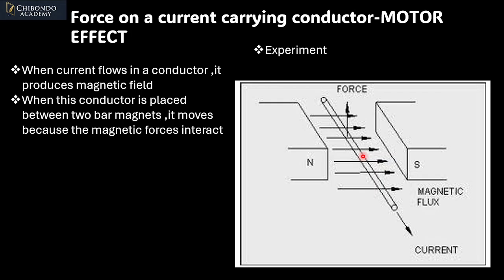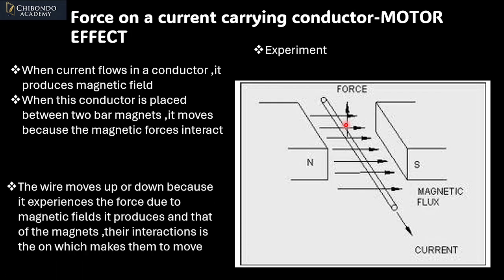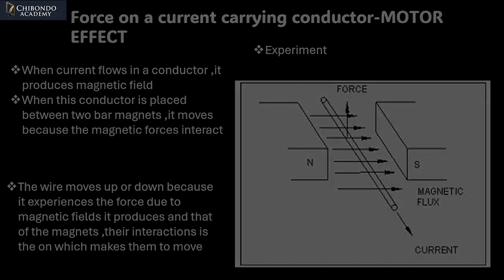So you simply place a conductor carrying current between two permanent magnets. It will produce a magnetic field, and because you are placing it within another magnetic field, the magnetic fields interact. The interaction makes the conductor move in one direction. The wire might either move up or down because it experiences a force due to the magnetic field it produces and that of the magnets. The interaction is what makes it move, as I have just said.